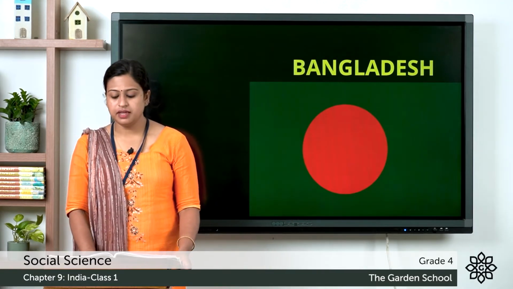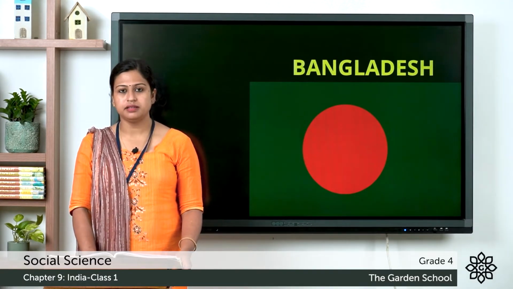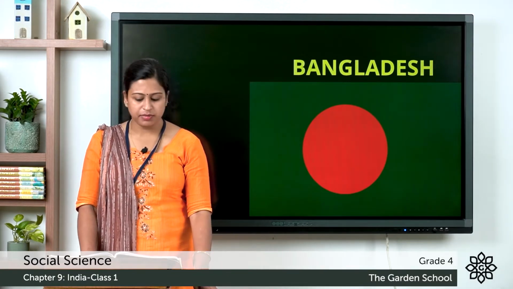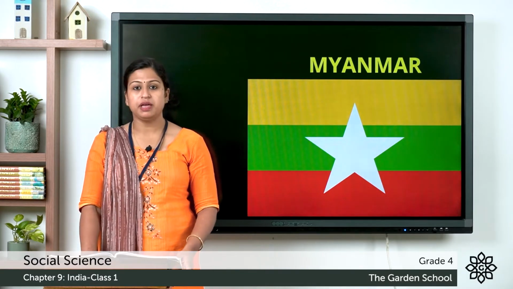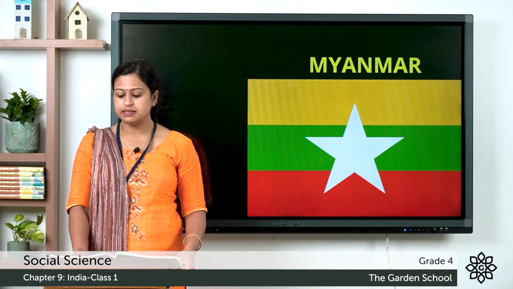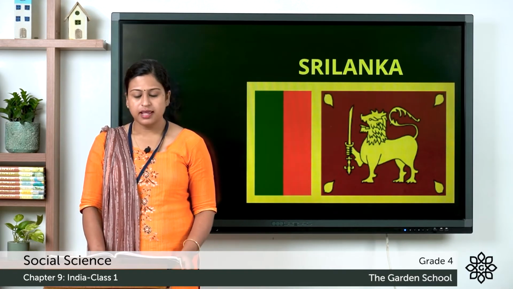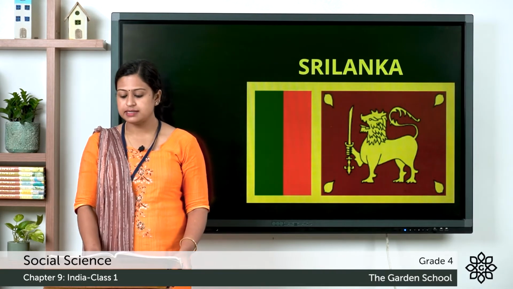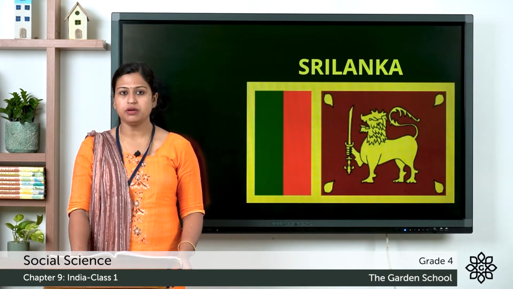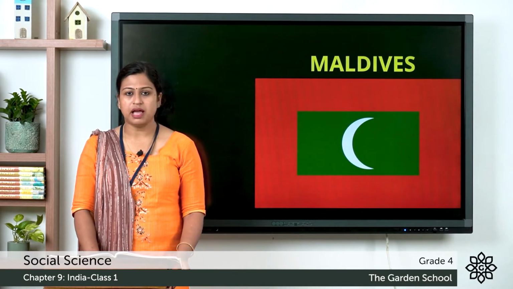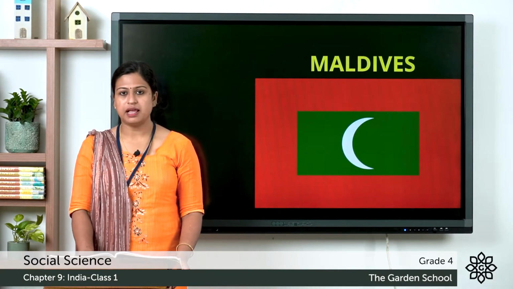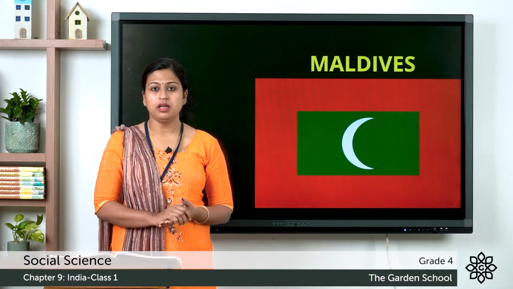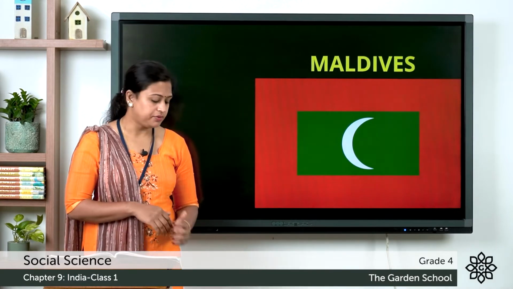Next country, Bangladesh. Its currency is Bangladeshi taka and capital is Dhaka. Next country is Myanmar and the currency is Myanmar kyat and capital is Naypyidaw. Next one is Sri Lanka. Its currency is Sri Lankan rupee and capital is Sri Jayawardenepura Kotte. Next country is Maldives. Its currency is Maldivian rufiyaa and capital is Male. So, this was about the neighboring countries of our country.